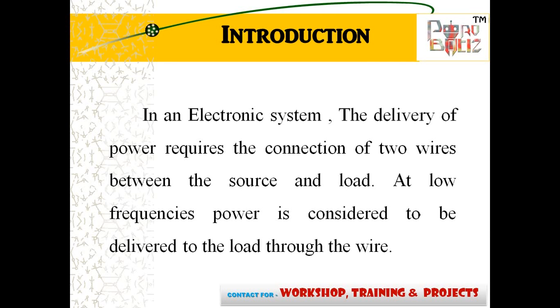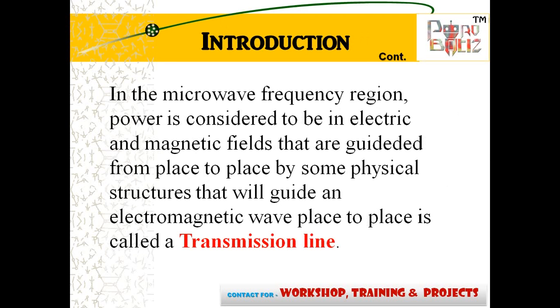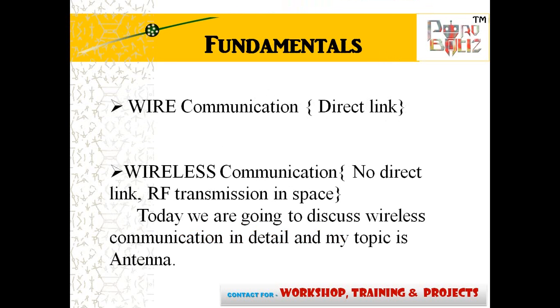In an electronic system, the delivery of power requires the connection of two wires between the source and load. At low frequencies, power is considered to be delivered to the load through the wire. In the microwave frequency region, power is considered to be in electric and magnetic fields that are guided from place to place by some physical structures. The structure that guides an electromagnetic wave from place to place is called a transmission line.